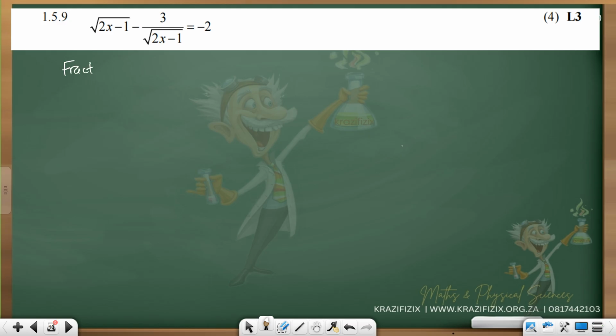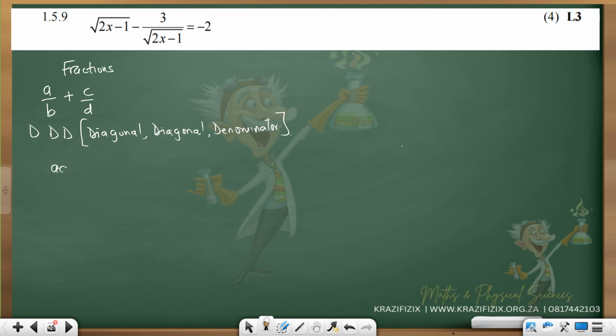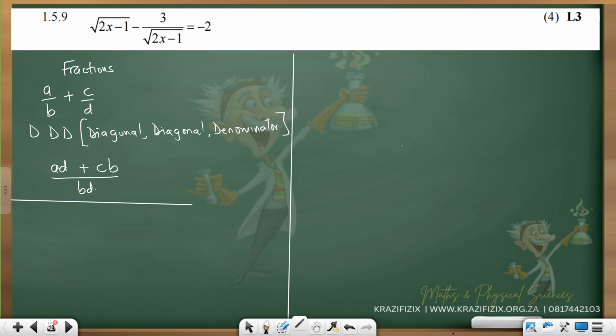When I'm dealing with fractions, you must know that A over B plus C over D, we use what we call DDD. I think I once explained it. Diagonal, you multiply diagonal again, and then denominator. So if I were to do that, I'll have A times D, AD, plus CB over BD. Let's see if that would play a role here.